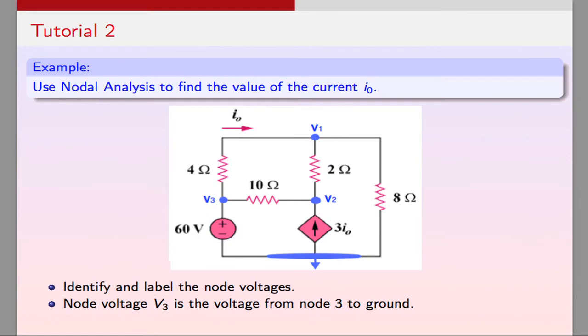So here are the node voltages labeled. Now notice that V3 is the voltage from node 3 to ground. Notice also that the 60 volt voltage source is connected to node 3 and to the ground. Therefore, V3 has the value of the voltage source. So V3 is equal to 60 volts. This means there is no need to write an equation for node 3.